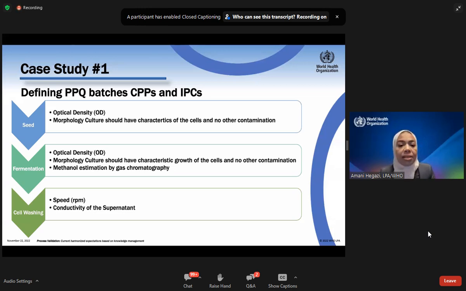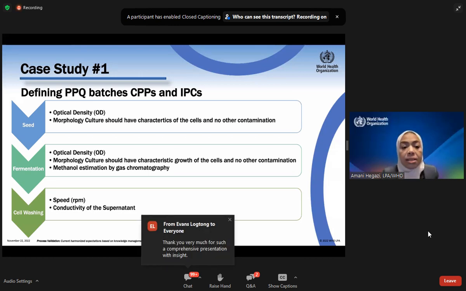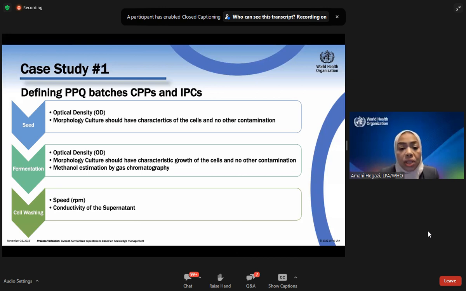So the most appropriate approach is to go step by step to define what are the critical in-process control and what are the critical process parameters. For example, in the seed, the optical density is very important, and the morphology culture that have characteristics of the cell, and there is no evidence of other contamination present is very important.